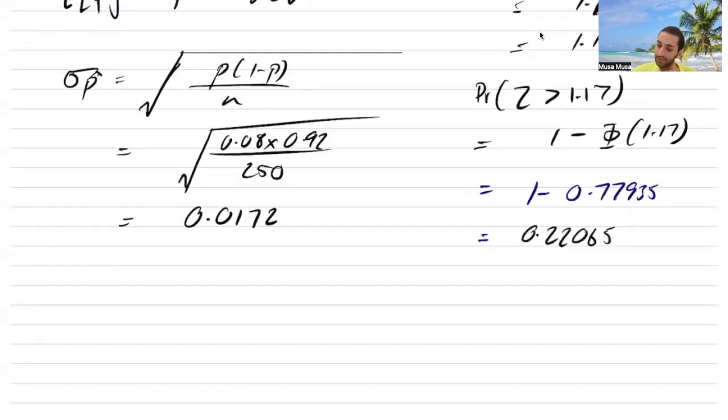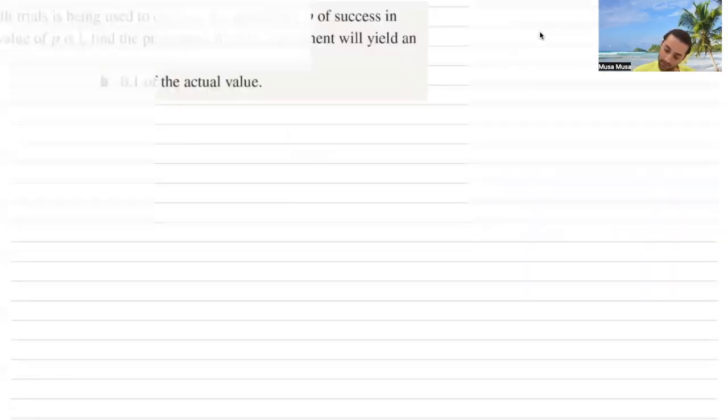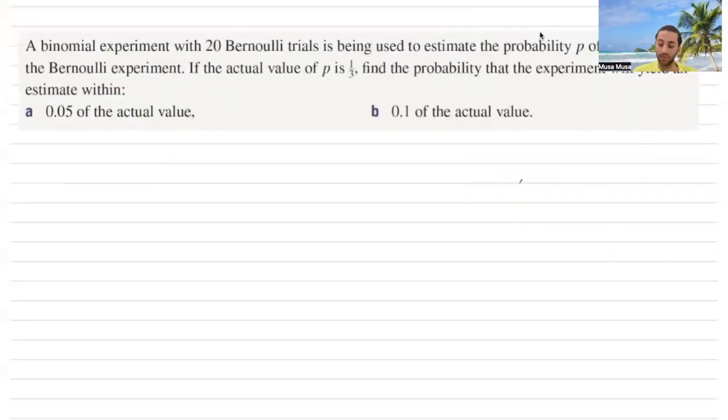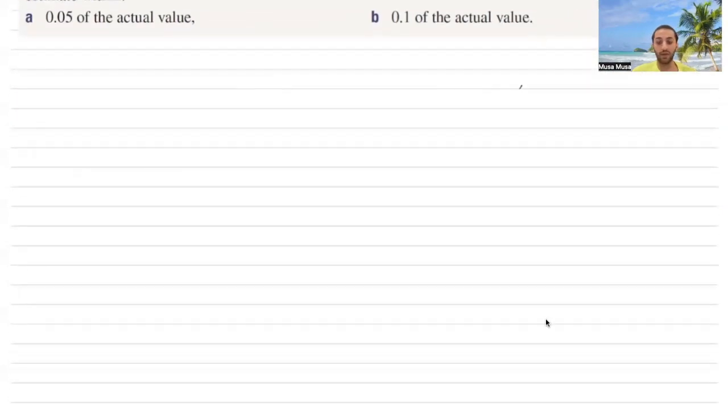What if I say this? A binomial experiment with 20 Bernoulli trials is being used to estimate the probability P of success in the Bernoulli experiment. If the actual value of P is a third, find the probability that the experiment will yield an estimate within 0.05 of the actual value and then 0.1 of the actual value. So I'm going to do this without the normal distribution just to show you how we would do it without. And then I think we'll go back and do another example using the normal distribution.